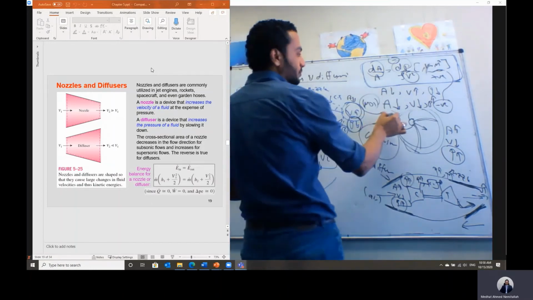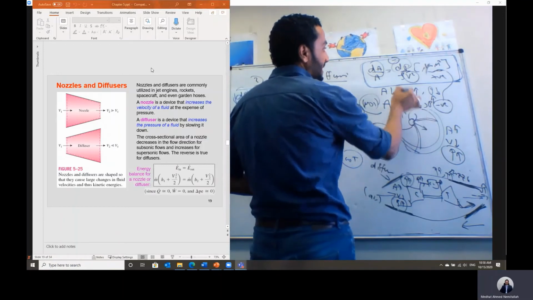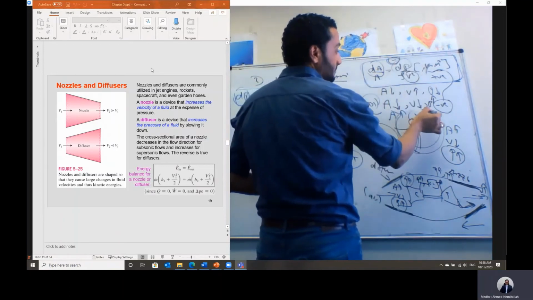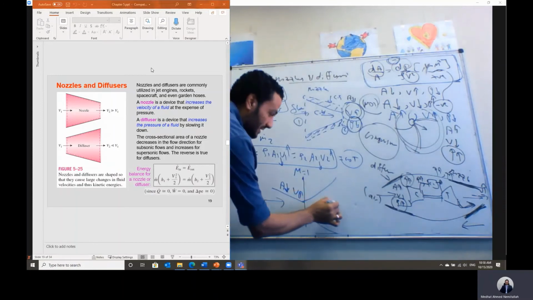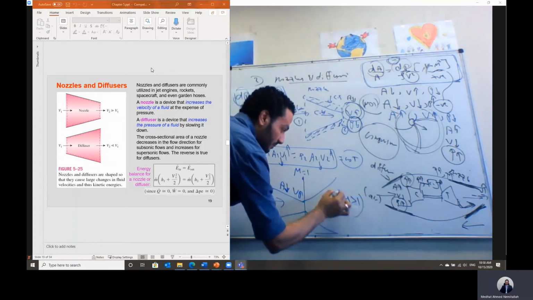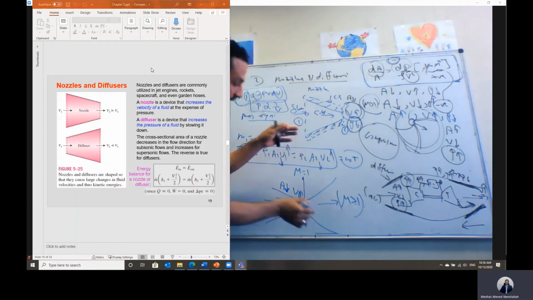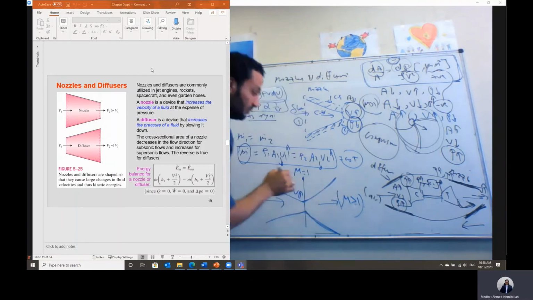But in this case, we have to increase the area. Based on this negative sign, the velocity will be increased and the pressure will continue to be reduced, and the Mach number will be more than 1. So we have to increase the area. This is the convergent divergent nozzle, which is used in supersonic applications.